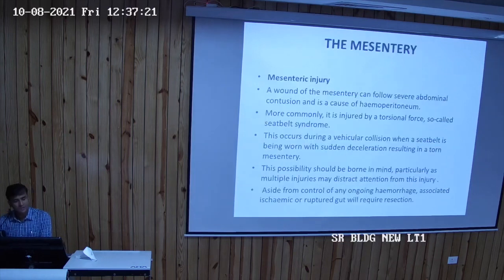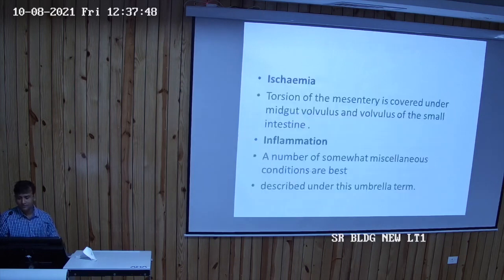Second topic is mesentery. The most common entity which you can find in disease of the mesentery is mesenteric injury, usually due to trauma. A wound of the mesentery can follow severe abdominal contusion and is a cause of hemoperitoneum because of mesenteric vessel bleeding. More commonly, it is injured by a torsional force, the so-called seat belt syndrome. In every case of trauma with shock, the possibility of mesenteric injury should be kept in mind.